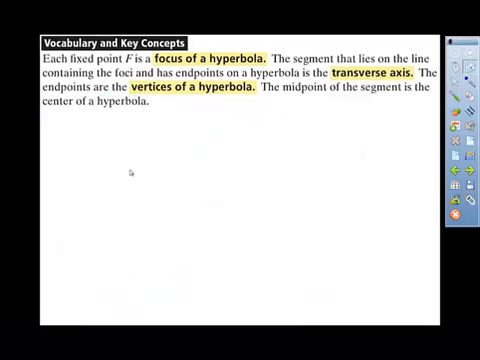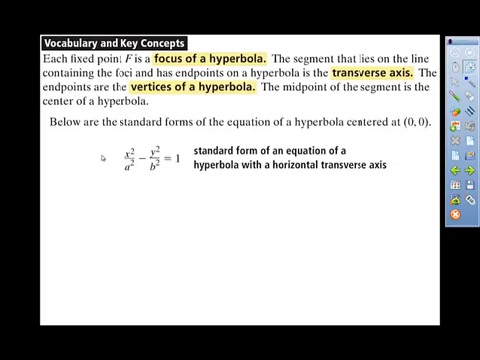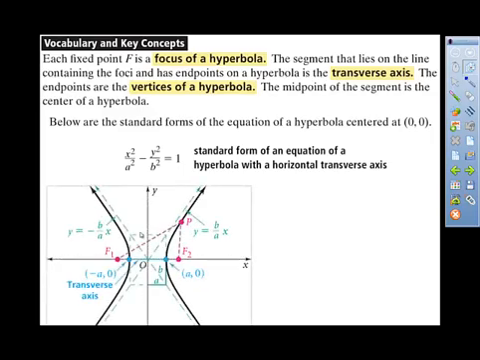Okay, alright, so let me go over this PowerPoint here. Basically, it's saying that this is your standard form. So if I was to have this hyperbola, like I said before, we're going to use the a and we're going to use the b in order to draw this little box, remember, which isn't part of the graph, but it helps us to graph it.